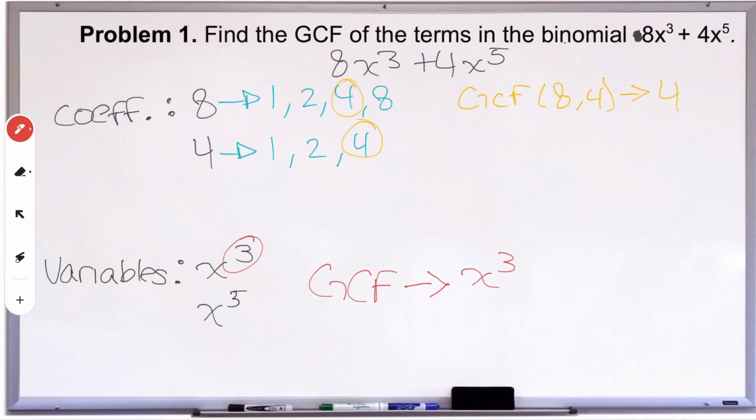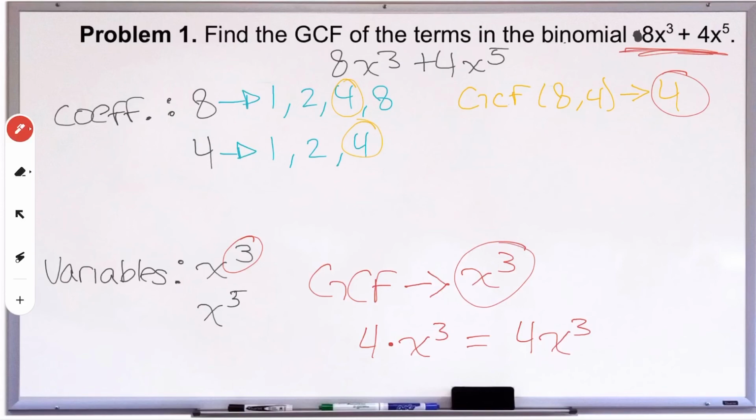So of course our last step is to take our GCF of our variable term and our GCF of our coefficients and multiply together. So we have 4 times x cubed, which is basically 4x cubed. Therefore, the GCF of this binomial 8x cubed plus 4x to the higher power 5 is the monomial 4x cubed.